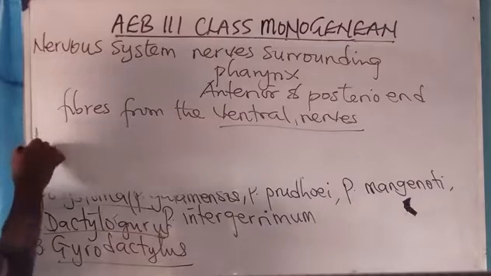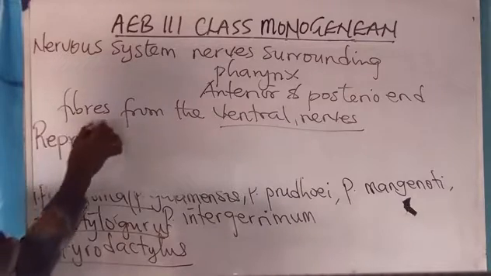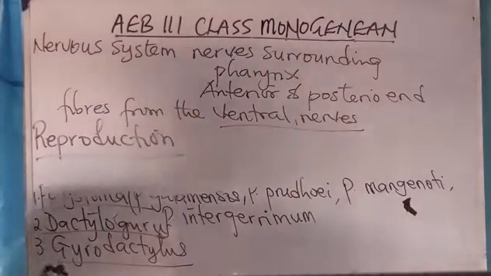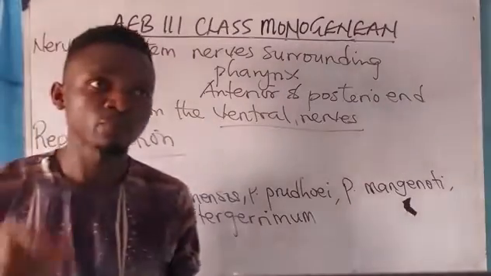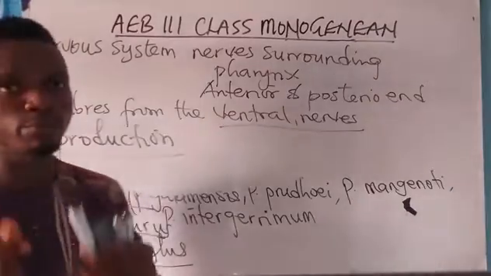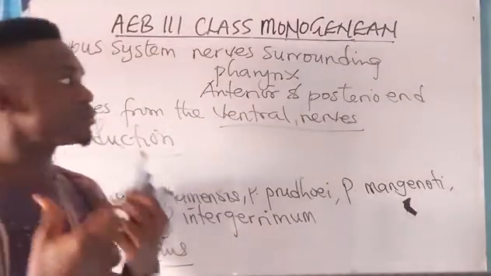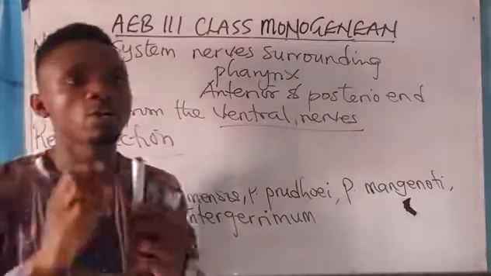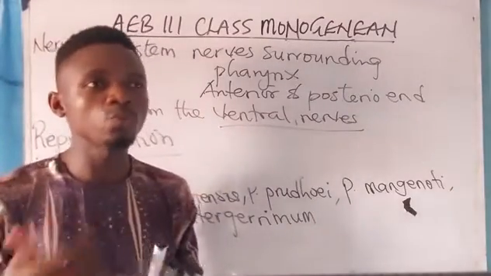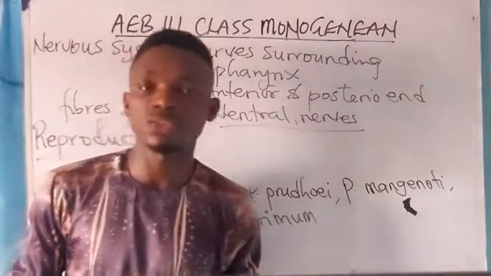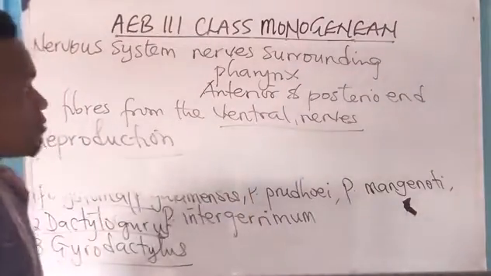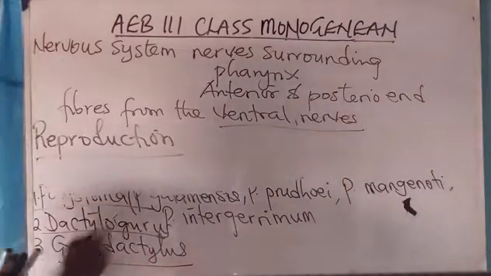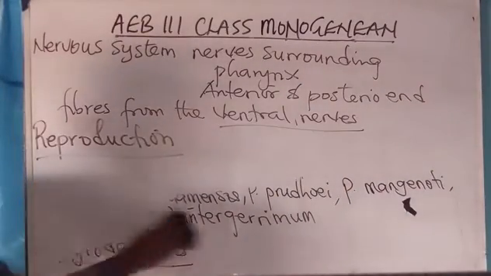Okay, now excretion. The excretory organ is what? The protonephridia. And I told you that the protonephridia is made up of clusters of cells called flame cells, with which they excrete metabolic waste from their body. Take note of that. Now, reproduction.